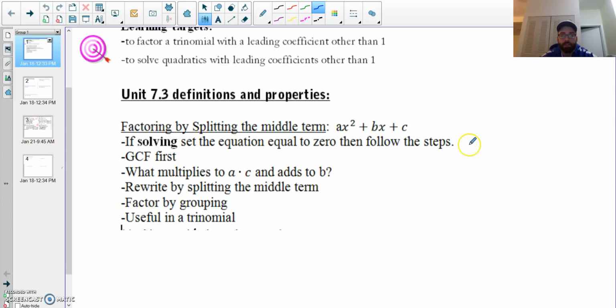All right, now, here's the deal. You have done splitting the middle term before. Remember, the quadratic has a standard form where it's ax squared plus bx plus c. If solving, set the equation equal to 0, then follow the following steps. First question we always have to ask ourselves: is there a greatest common factor? That's the first thing we ask ourselves when factoring anything. Is there a GCF? These next steps are for splitting the middle term.